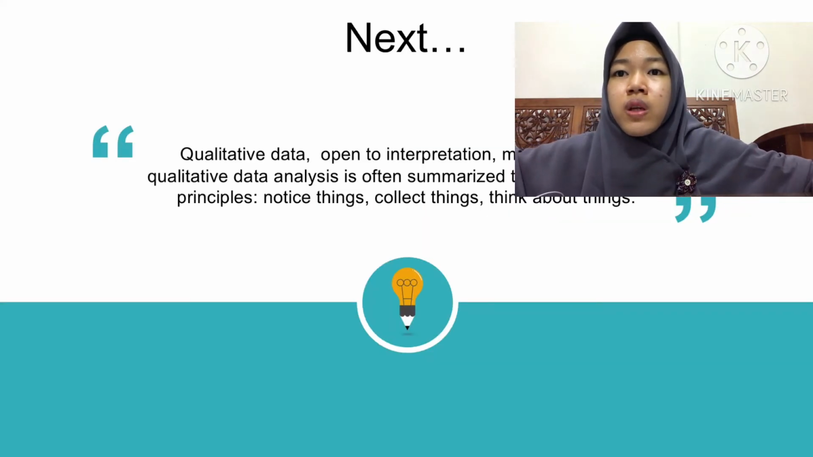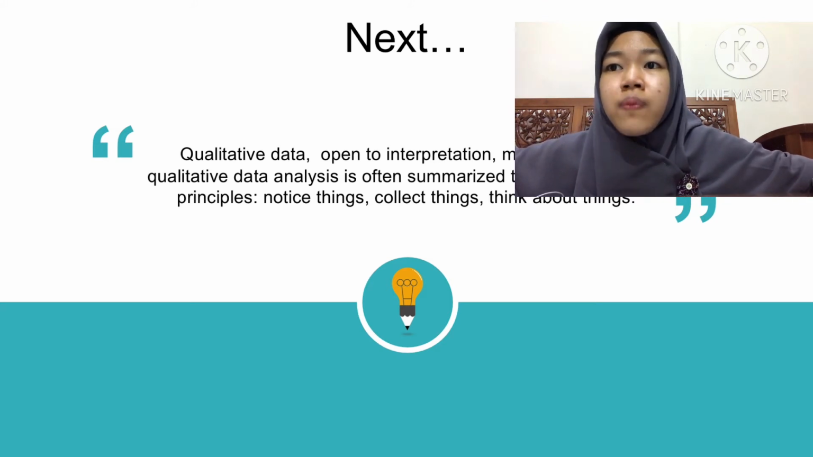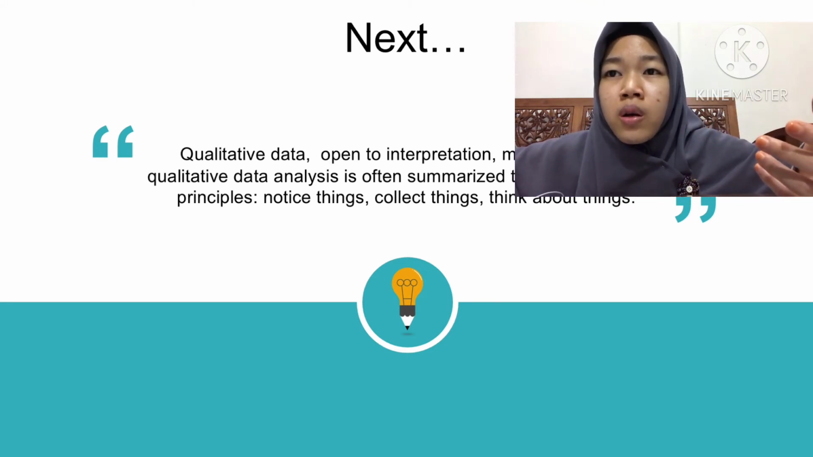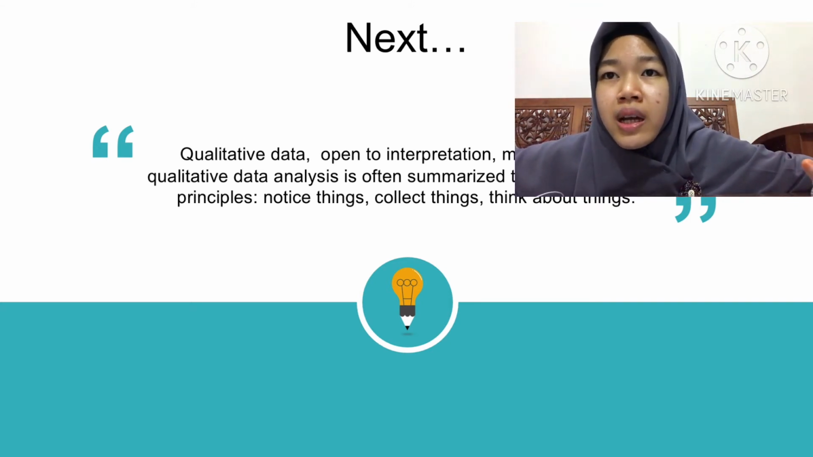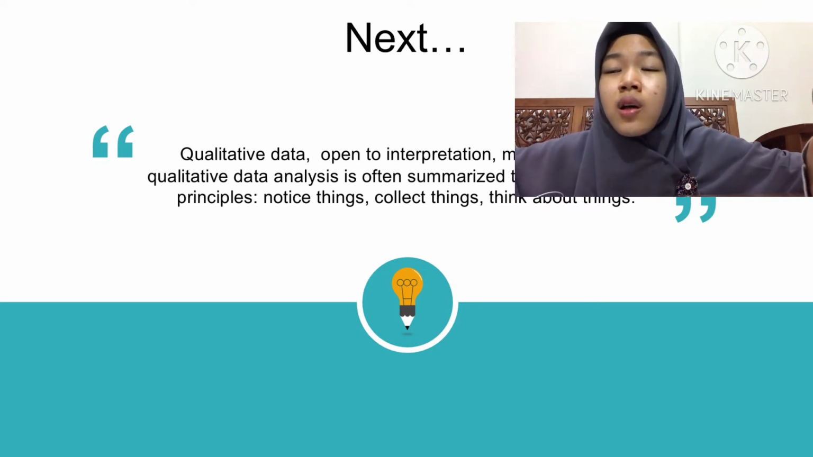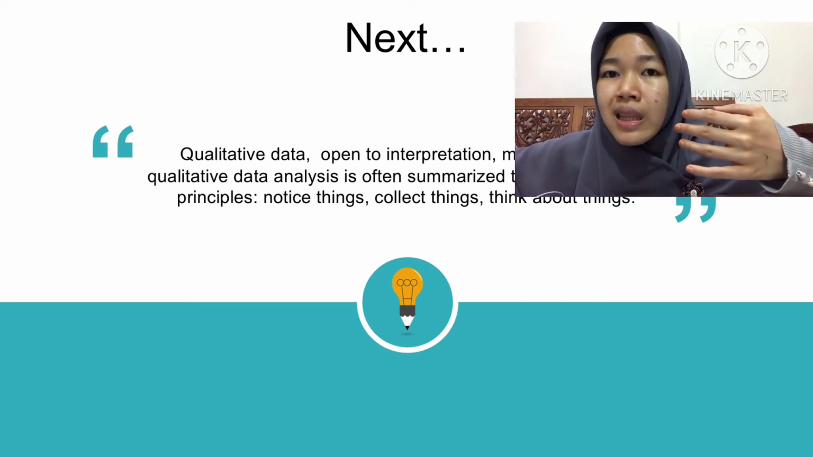A key difference between qualitative and quantitative analysis is clearly noticeable in the interpretation stage. Qualitative data, as it is widely open to interpretation, must be coded so as to facilitate the grouping and labeling of data into identifiable themes. As person-to-person data collection techniques can often result in disputes pertaining to proper analysis, qualitative data analysis is often summarized through three basic principles: notice things, collect things, and think about things.